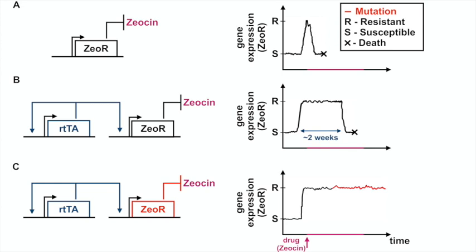Part C of this figure shows that if a mutation occurs while the cell is in the non-genetically drug-resistant state, this mutation can lock in the drug-resistant phenotype. Many important unanswered questions remain in this field of research.